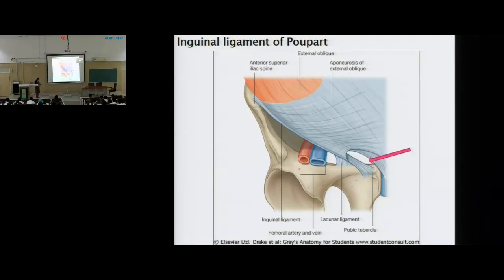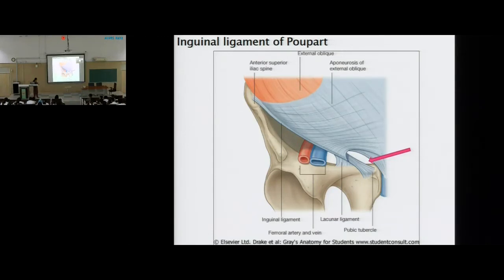Then there is one gap present in this aponeurosis and that gap is called as the superficial inguinal ring. ठीक है, superficial inguinal ring. So superficial inguinal ring is present above and medial to the pubic tubercle. ये pubic tubercle है, it is going to be present above and medial to the pubic tubercle. Okay, so pubic tubercle you can locate, उसके above and medially there will be a gap that is called as the superficial inguinal ring. Clear?